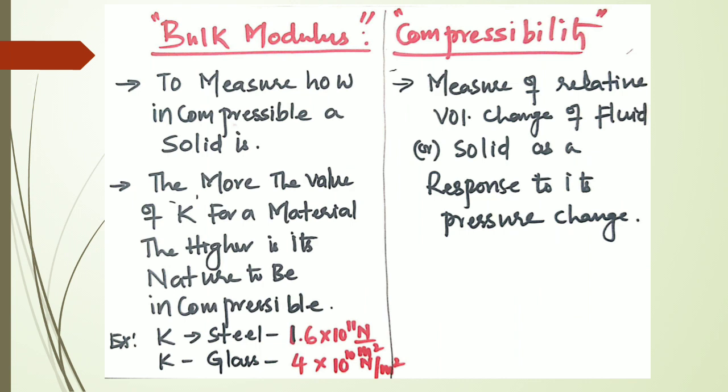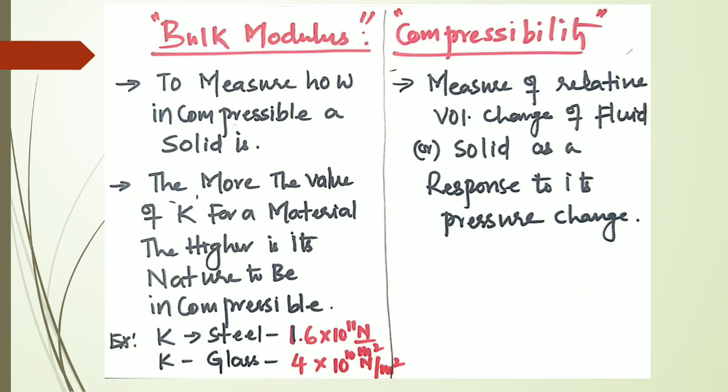Suppose, for example, to understand clearly, the bulk modulus K of steel is 1.6 into 10 raised to 11 Newton per meter square. This is the highest value, for steel. In the same way, if you take glass, it is 4 into 10 raised to 10 Newton per meter square. It means the more the value of K for a material, the higher is its nature to be incompressible. That is what it measures, how incompressible a solid is. That is what bulk modulus talks about.